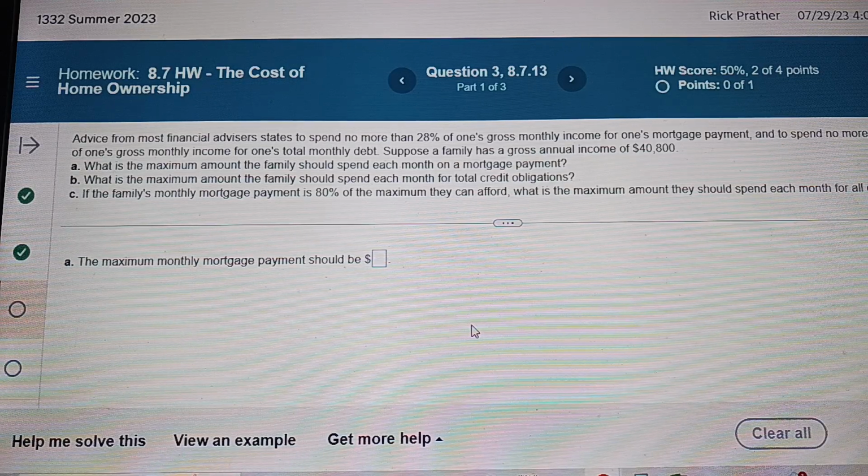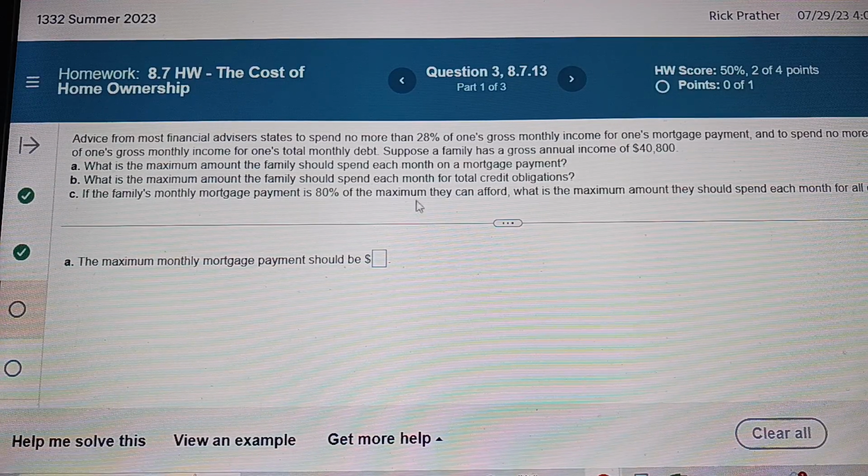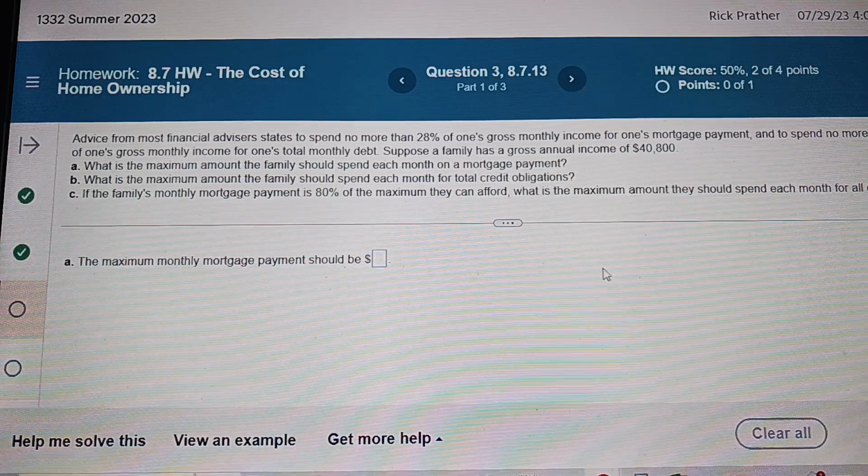And to spend no more than 36% of your gross monthly income for total monthly debt. And that gives you enough money left over to buy things you need like food and gas and clothes and entertainment and everything else you want to do in your life. So it says, suppose a family has a gross annual income of $40,800. What's the maximum they should spend on their mortgage each month?